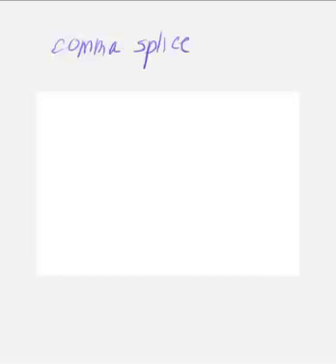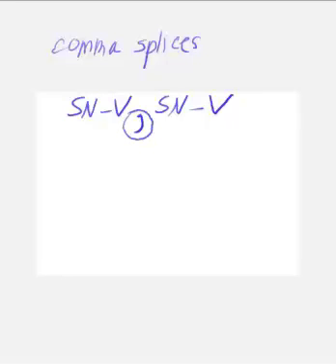I caught several people making comma splices, and a comma splice is any time you try and join two sentences with a comma. So this is our subject, noun, and verb. That represents a complete sentence. Subject, noun, and verb on this side, and we join them with a comma. This is our comma splice, and it is a big no-no.